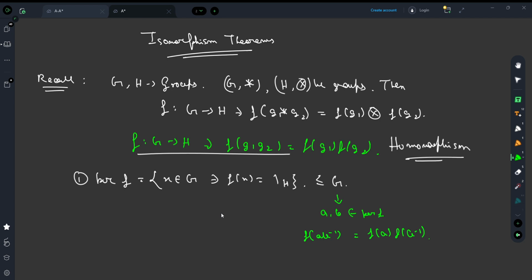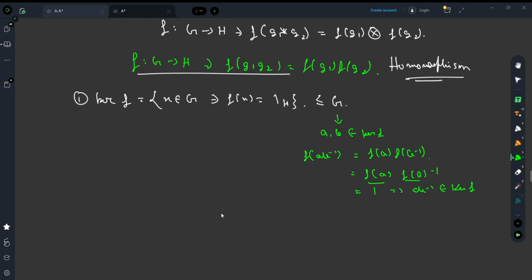Now f of B inverse is f of B whole inverse. Since A and B are both in the kernel, f of A is 1 and f of B is 1, so its inverse is also 1, so it's 1. This implies A B inverse is in the kernel of F. And it's obviously non-empty because 1 is in the kernel.